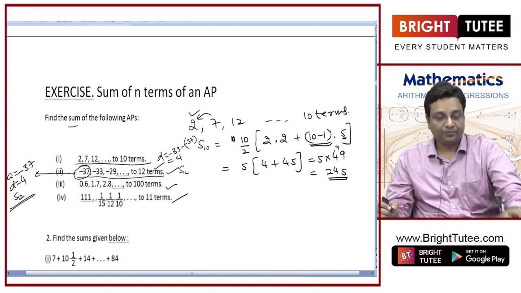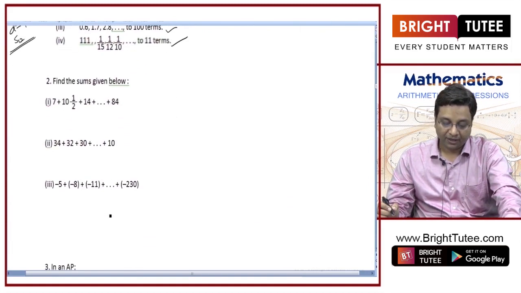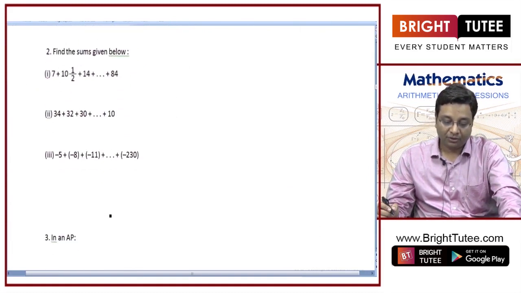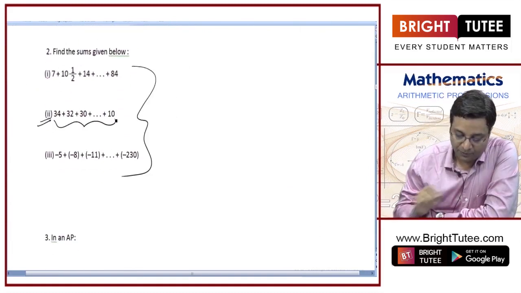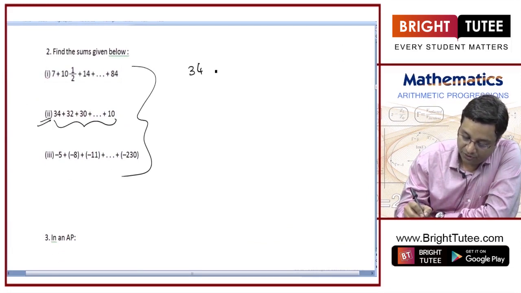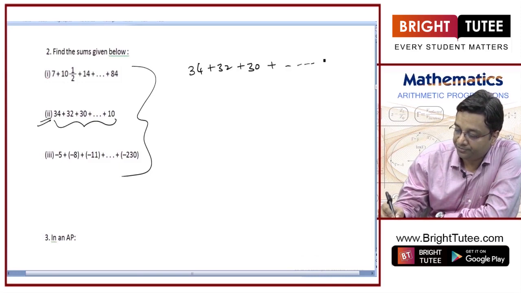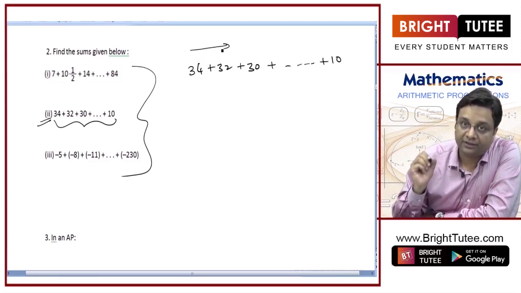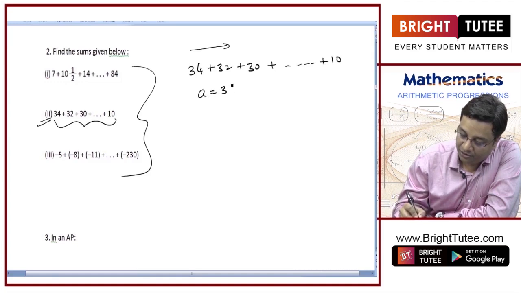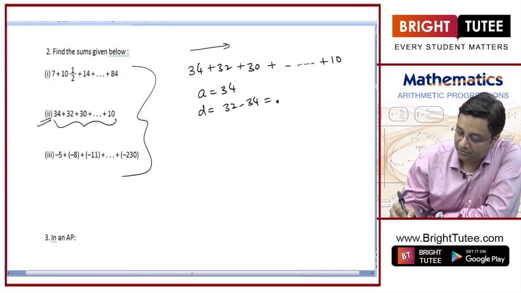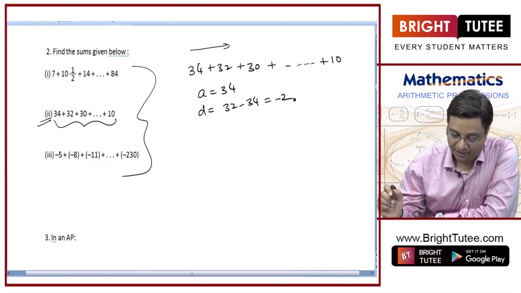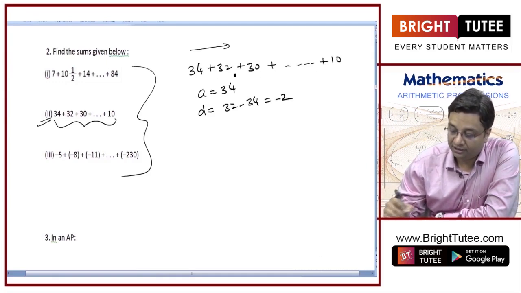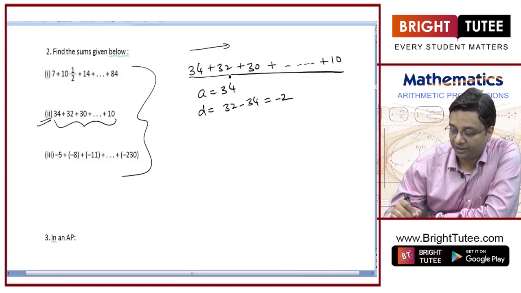So, let us move on to the next question. Find the sums given below. I will solve this one for you. This one says 34 plus 32 plus 30 and it goes up to 10. So, it is a decreasing AP, right, where A is equal to 34, the common difference is equal to 32 minus 34, which is equal to minus 2, right, and we need to find the sum of this AP, okay.